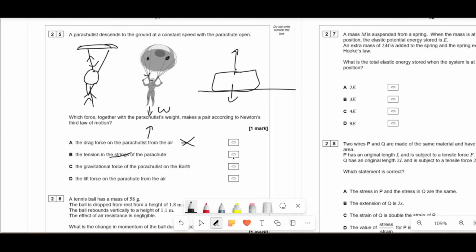The gravitational force of the parachute on the earth is the only one that it can be, because they're going to be standing on the weight of the earth eventually. And its weight, like I said before, is not going to go through into the ground or into the floor. It's going to have a reaction force there like that. And then it says the lift force of the parachute on the air. Well, it's the same thing, the pairs would be due to the air particles and the parachute, not the person's weight. I told you in the question that it's the person's weight.